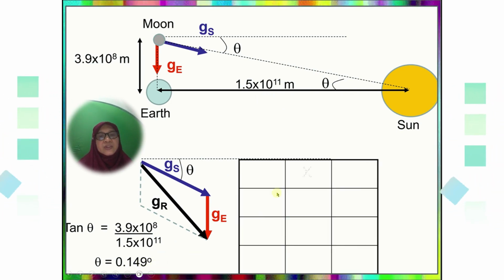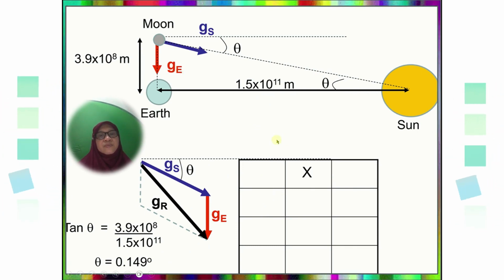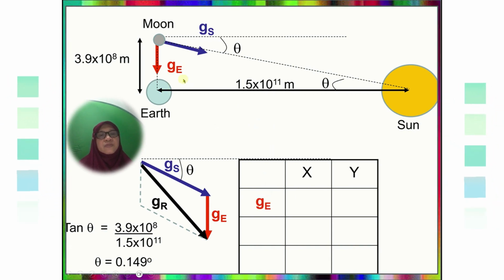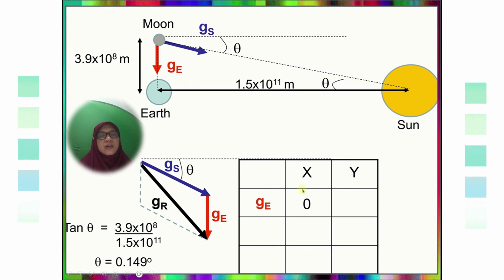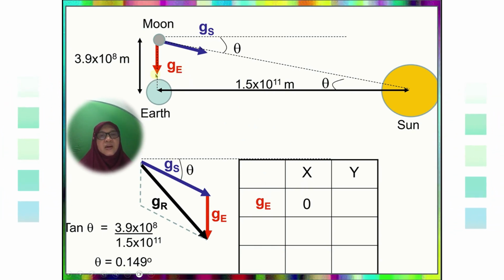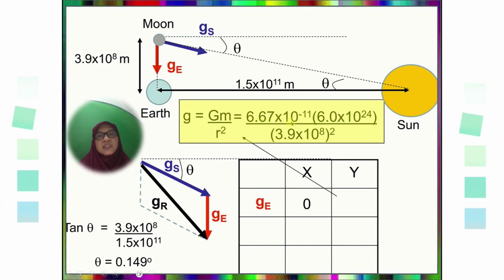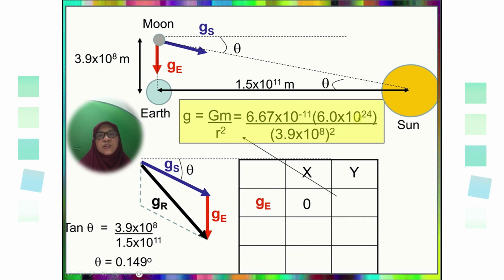Now the component x and component y of g E and g S. For g E, the component along x will be 0 because it is vertically downward. So it has only component y, for which we use the formula GM over r squared. The G value is 6.67 times 10 to the power of negative 11, and the mass is 6 times 10 to the power of 24.